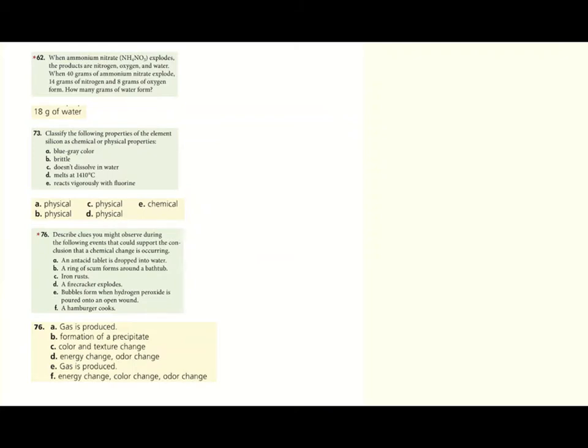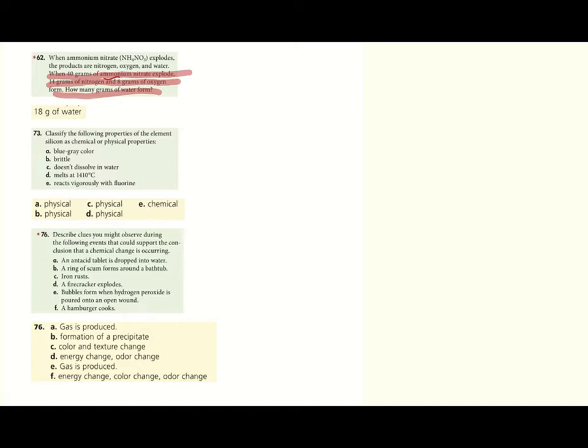When ammonium nitrate explodes, the products are nitrogen and oxygen and water. When 40 grams of ammonium nitrate explode, 14 grams of nitrogen and 8 grams of oxygen are produced. How many grams of water form? Let's first write the equation.